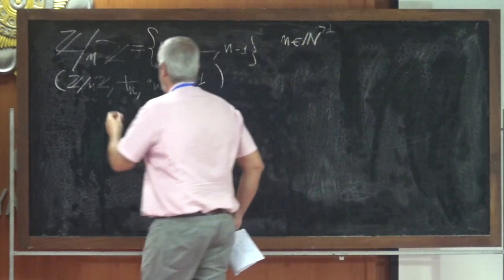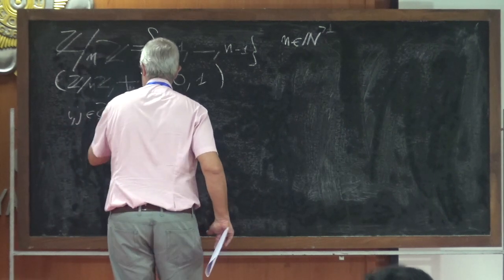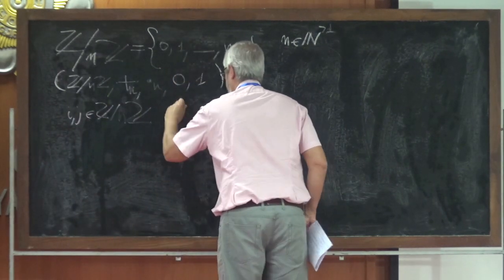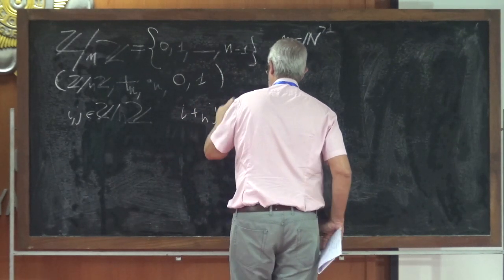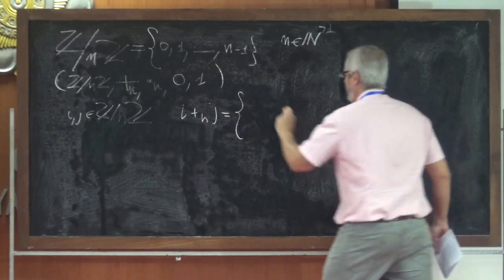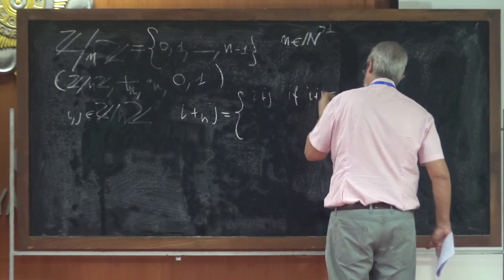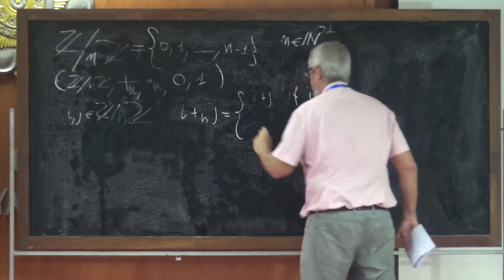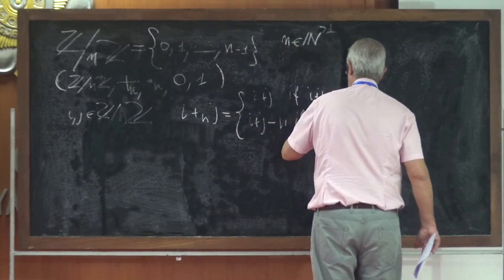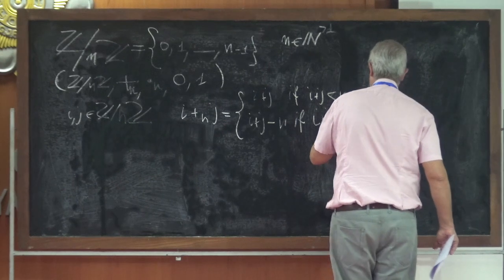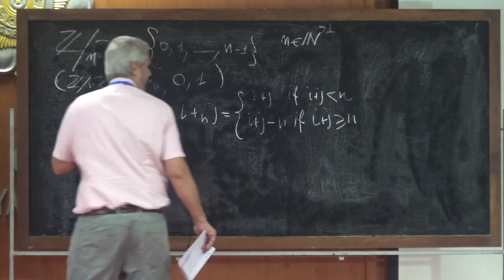And so if I have i and j in Z mod nZ, I define a sum. And this is just the regular sum if their sum is smaller than n, or it's their sum minus n otherwise, so if their sum is bigger than or equal to n. Okay? And then I'm going to define a product.